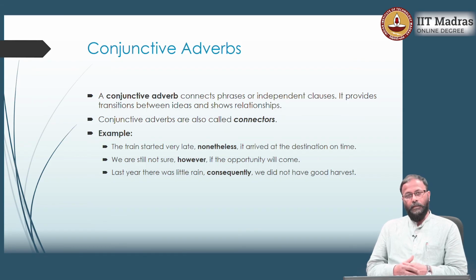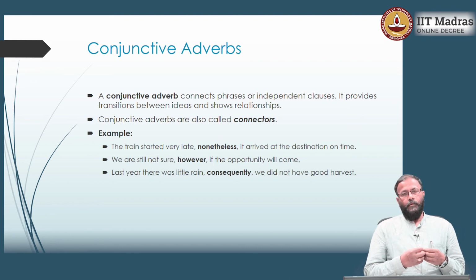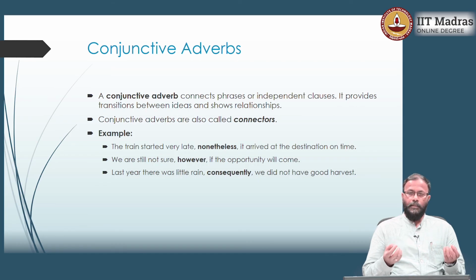So last year there was little rain, consequently we did not have a good harvest. So here consequently, or however, or nonetheless, such kinds of words are adverbs, conjunctive adverbs, which connect two ideas and show the relationship between two ideas. It connects these two ideas expressed in two independent different sentences, and they are called conjunctive adverbs.